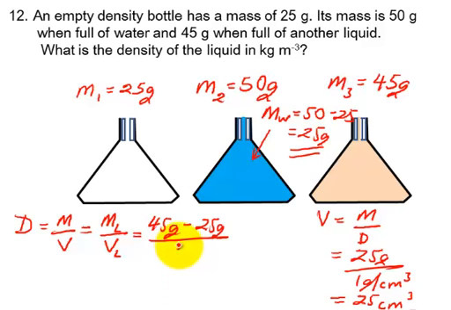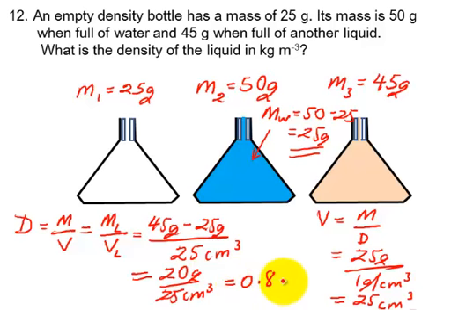So we quickly come here and divide this one by 25 centimeters cubed. 45 minus 25 is 20 grams divided by 25 centimeters cubed, and this gives us 0.8 grams per centimeters cubed. Now, in order to convert grams per centimeters cubed into kilograms per meters cubed, we just need to multiply this value by 1000. And if we do that, it gives us 800 kilograms per meters cubed. So the density of the liquid is 800 kilograms per meters cubed.